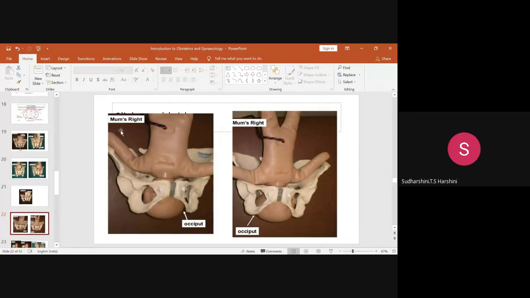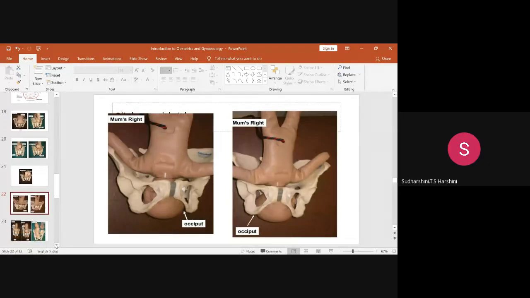This is mother's right, this is left, and the occiput is on the left side and posterior. So what will you call this? Left occipito posterior. Very good. This one? Right occipito posterior.